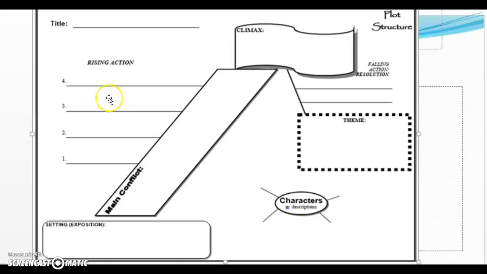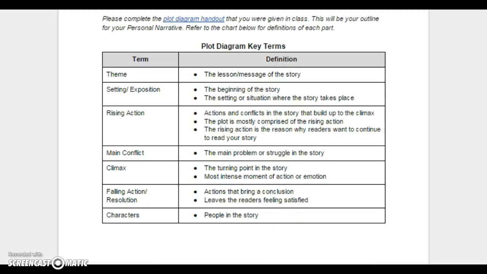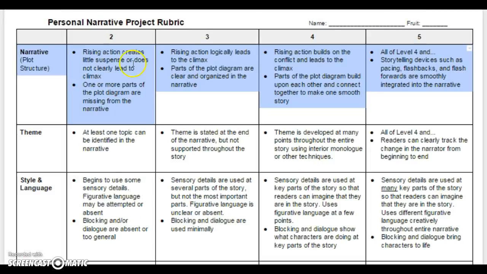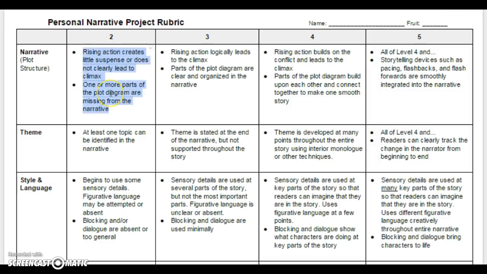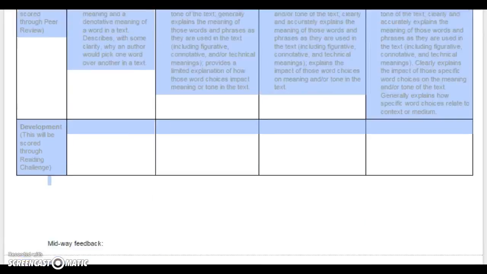If you have forgotten the definitions of any of these parts, you can look in your Step 2 document, where you can find the terms and the definitions for each of the parts that I just listed. I'm going to go over each part of the rubric for this skill. For level 2, rising action creates little suspense or does not clearly lead to the climax. That means that there's no connection between the rising action and the climax. One or more parts of the plot diagram are missing from the narrative.